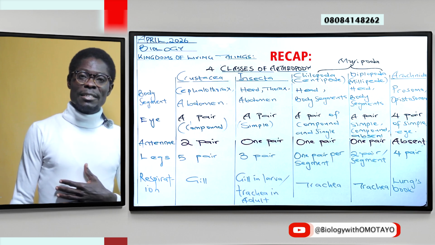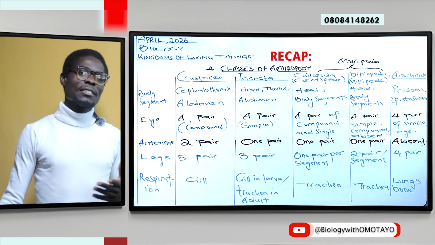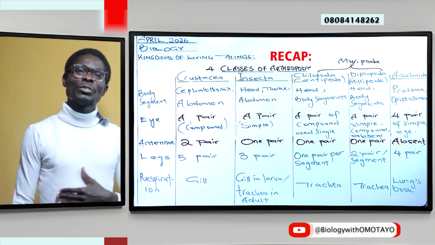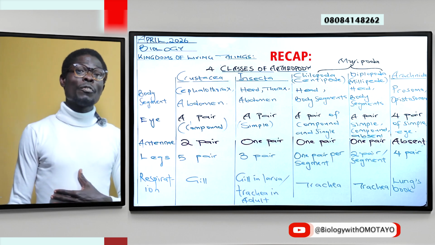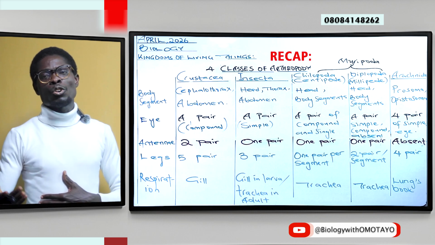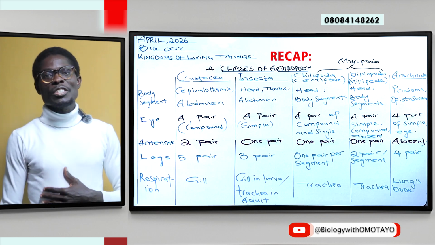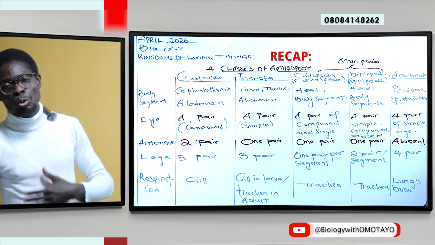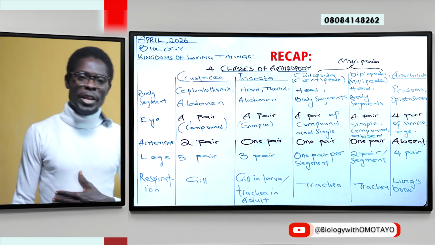And for the class Insecta, wow, lots of them: the houseflies, mosquitoes, cockroaches, and so on. For the class Arachnida, where we have organisms with 4 pairs of jointed appendages, that's where you have your spider, your mites, and so on. While for Myriapoda, split into 2, the millipede and the centipede, those are the commonest examples there.